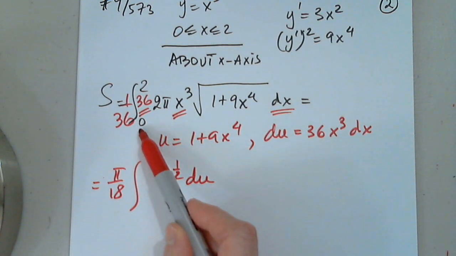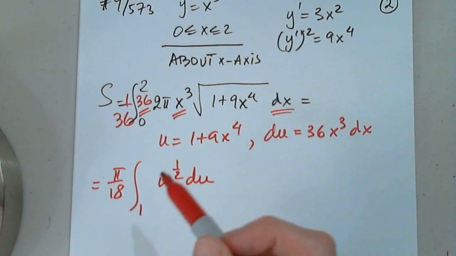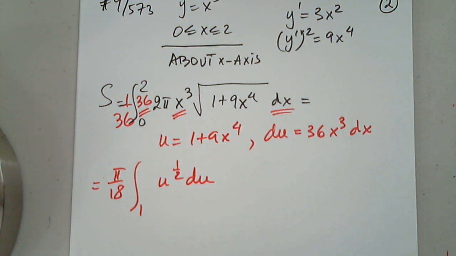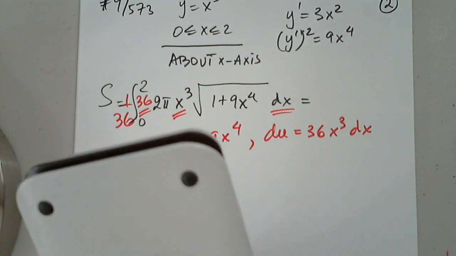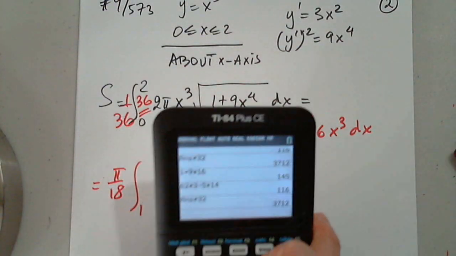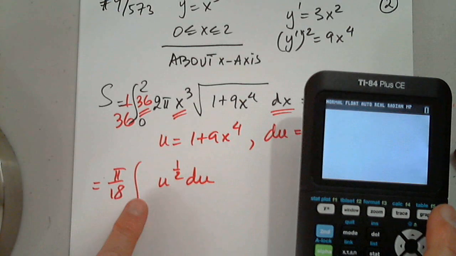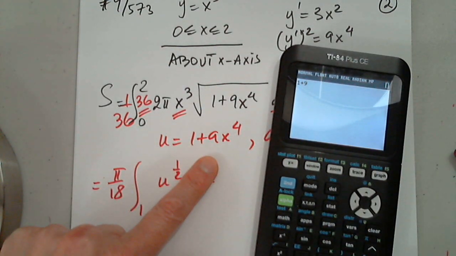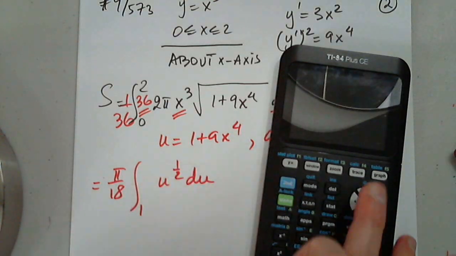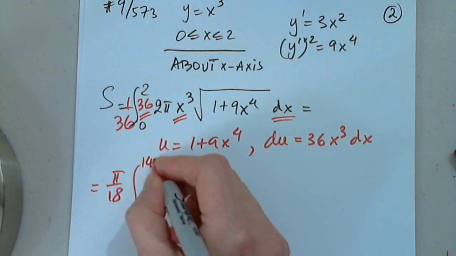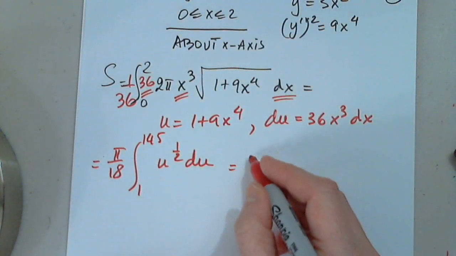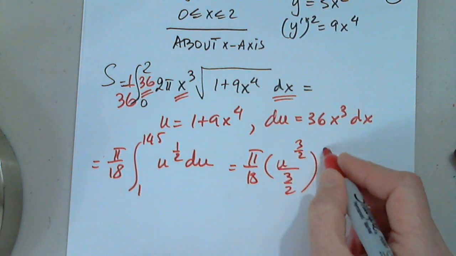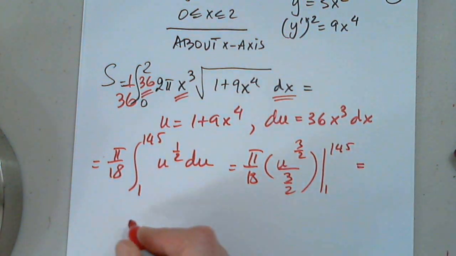Limits of integration carefully. When x is 0, u is 1. When x is 2, we get, where's my calculator? What do we get? So, what did I have? 1 plus 9 times 16, 145. Good. So then this is pi over 18, u to 3/2 over 3/2 from 1 to 145.